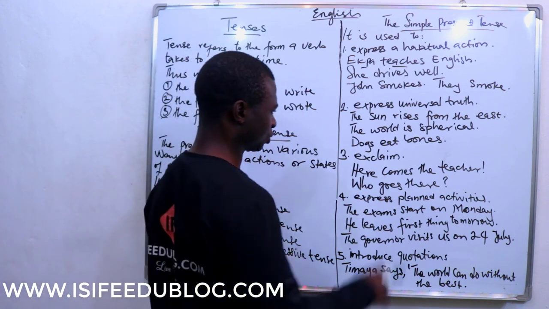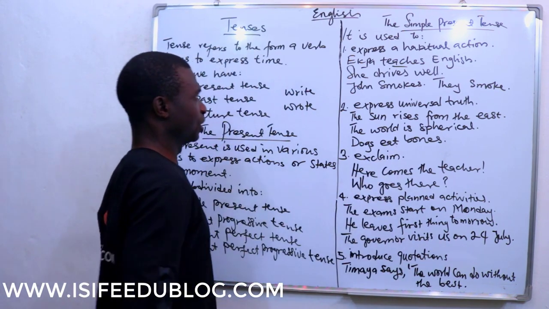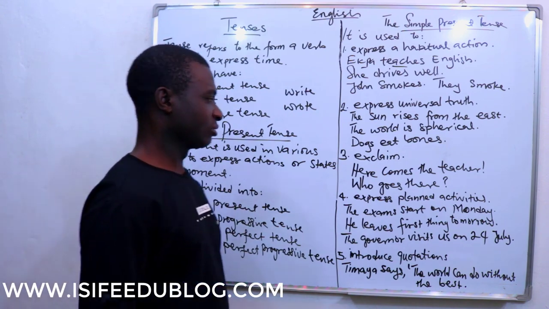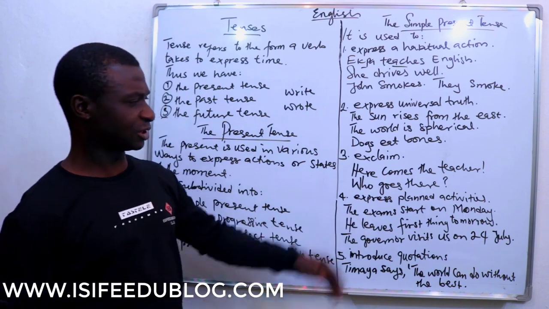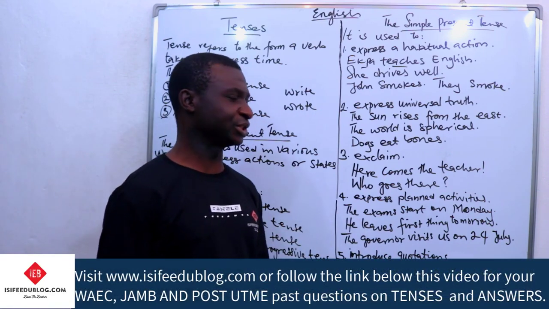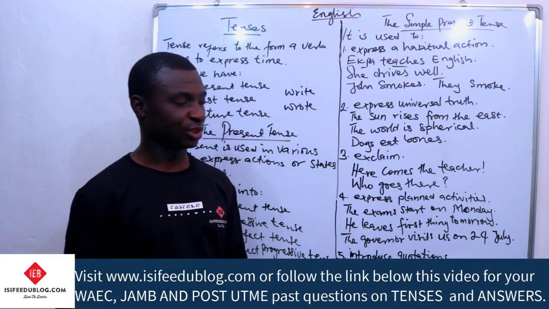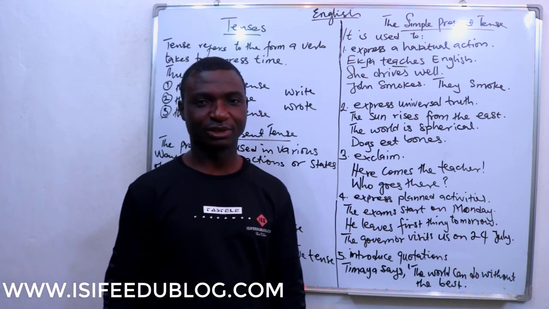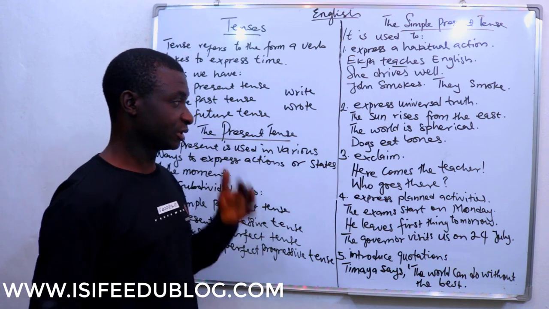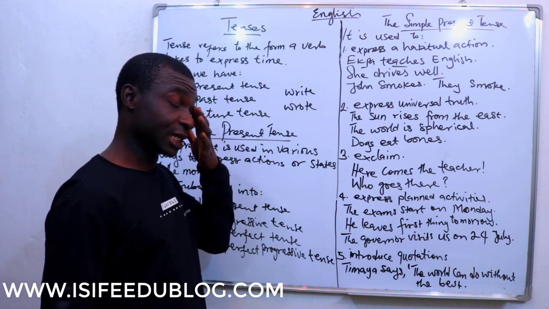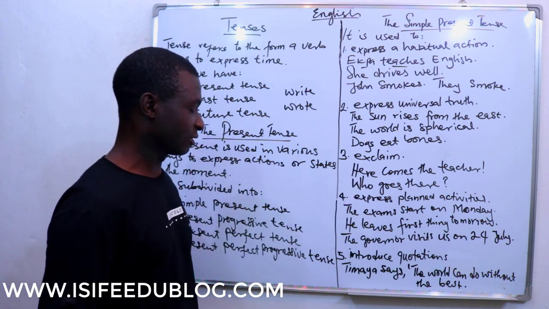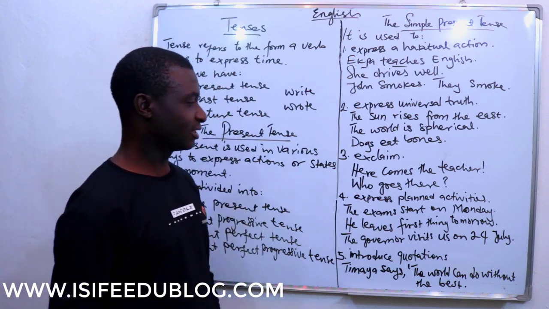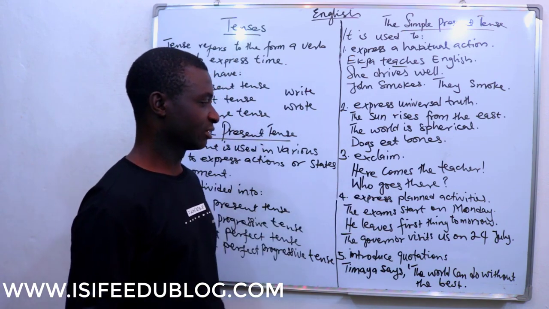Another thing we do with it is to exclaim. We use it to exclaim. Now, this is what we mean. Here comes the teacher. You see, if you were talking of the teacher and the teacher arrives, the normal tendency is that you exclaim, and this kind of a thing could happen. Here comes the teacher, in this simple present form.